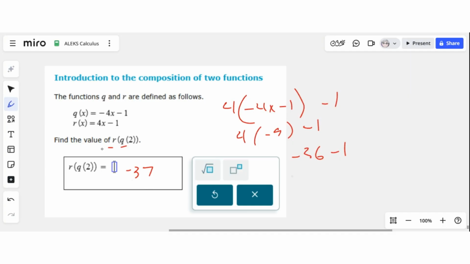Let's double check it by doing it the other way. Let's find q of 2 first. So q of 2, that's negative 4 times 2. That's negative 8, minus 1 is negative 9. And then we'll put that in for x. So that's negative 36, minus 1. Yep, negative 37. So that's a little bit of work with composing functions.